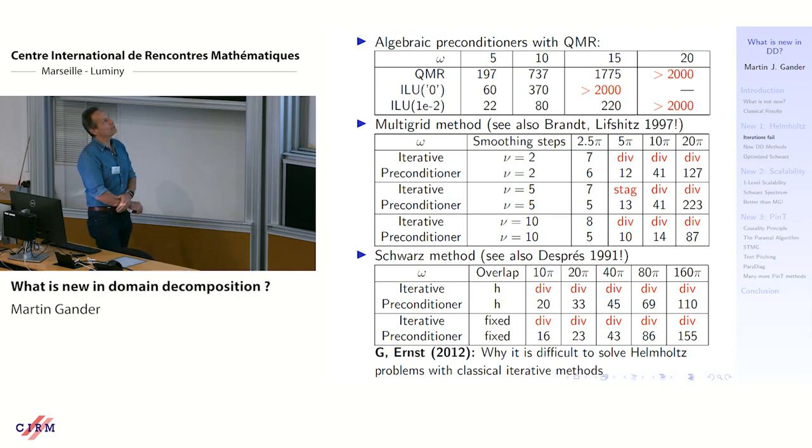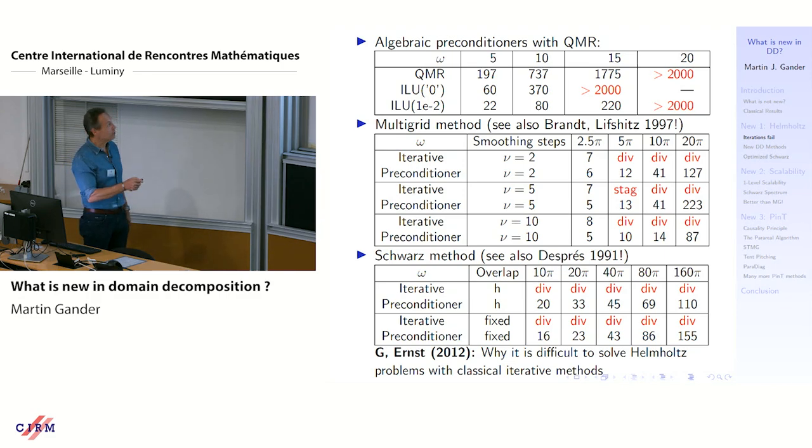There is work by Brandt and Livshits in 1997, where they devised a multigrid method that works for Helmholtz. I tried to prove it works, I couldn't do it. And now I know why I couldn't do it, because it does not work in a certain situation, which I will explain later.